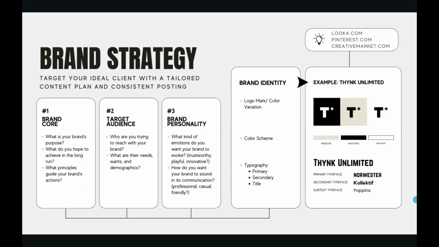So this is an example I found through Canva. Their brand name is Think Unlimited. This is their logo, and then this is the color variations for the logo. These are their color schemes. And this is the font, primary typeface, secondary, and subtext. These are the names of the fonts. It's not a real brand, but from their brand identity, I would assume that it is a tech app, just based off of their brand identity.